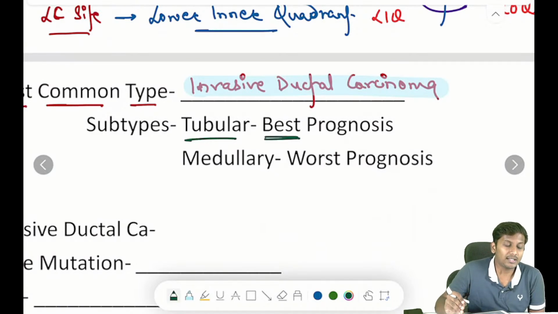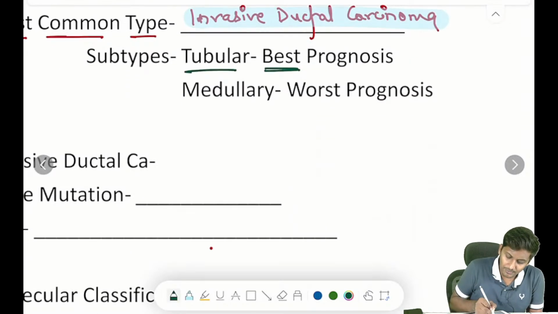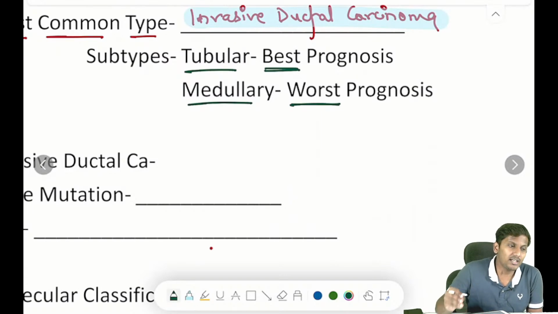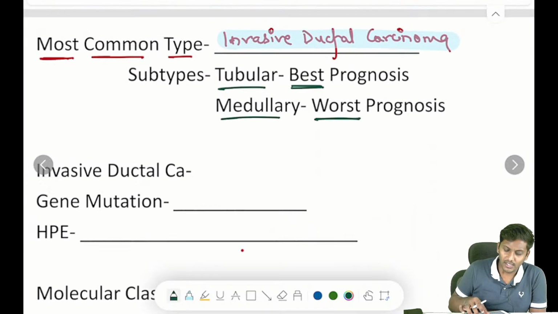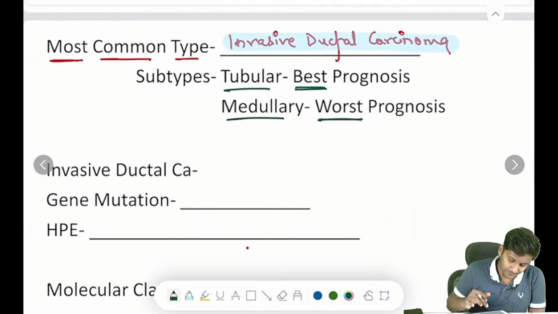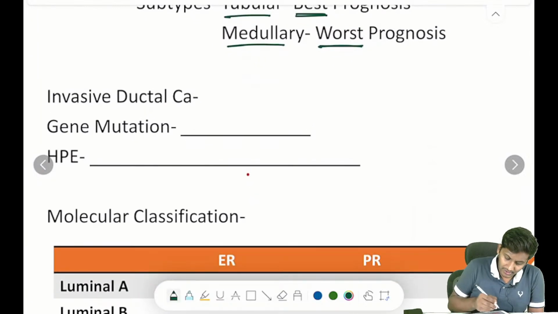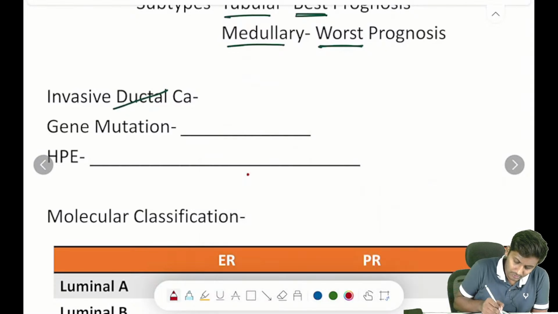Invasive ductal carcinoma can be of various types. The tubular variety will have the best prognosis, whereas the medullary variety is going to have the worst prognosis among all types of invasive ductal carcinoma. Okay? If I talk about invasive lobular carcinoma, this is not ductal, children, this is invasive lobular carcinoma.